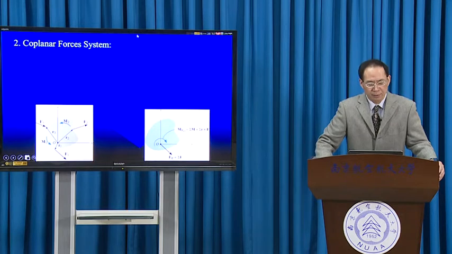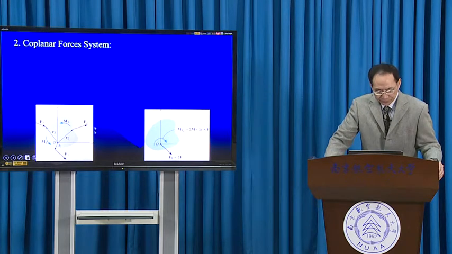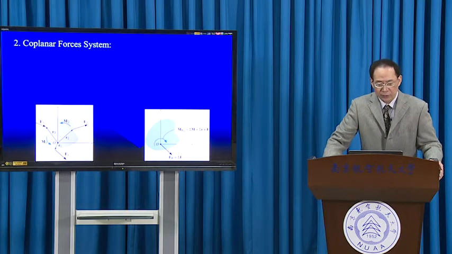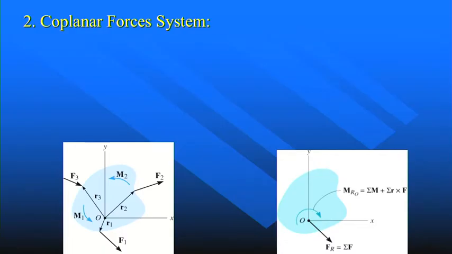Second special case, coplanar force system. That means all the forces lie on the same plane, as shown in the figure, the left one. There are forces and couples. All the couples act on this plane. All the forces also act on this plane. So we call it a coplanar force system.